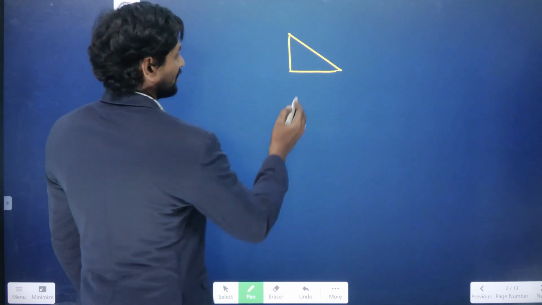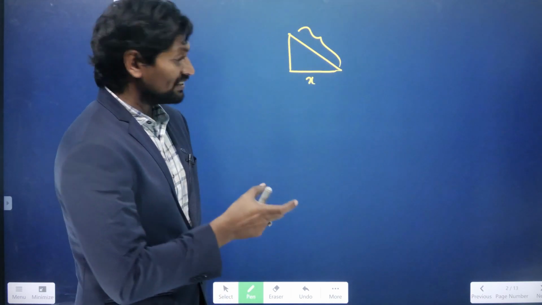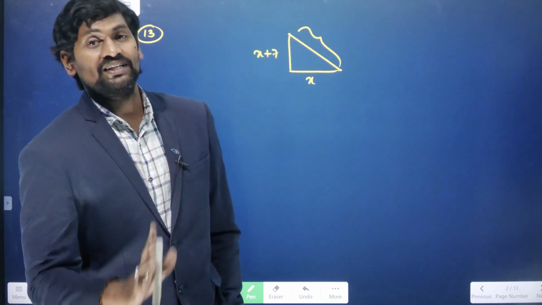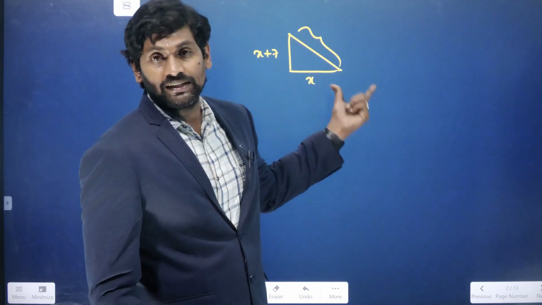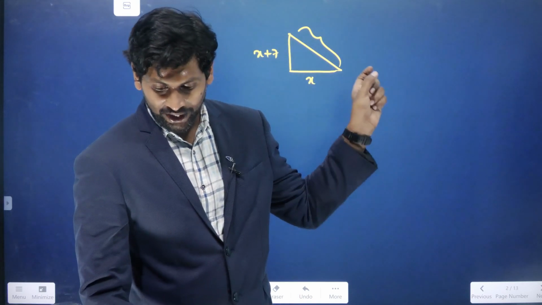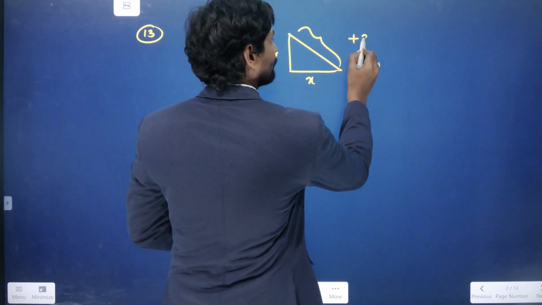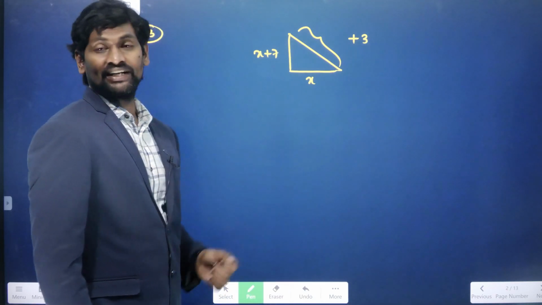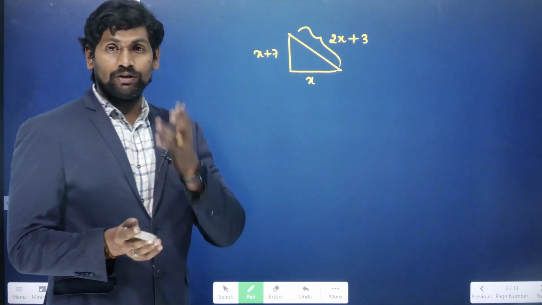So I am taking the shorter side as x, and the longer side will be x plus 7. According to the problem, the longer side is 7 centimeters more than the shorter side. Coming to the first sentence again, the length of the hypotenuse of a triangle is 3 centimeters more than twice the length of the shorter side. The shorter side is x, twice the shorter side means 2x. So the length of the hypotenuse will be 2x plus 3.